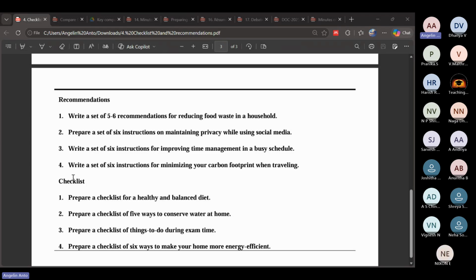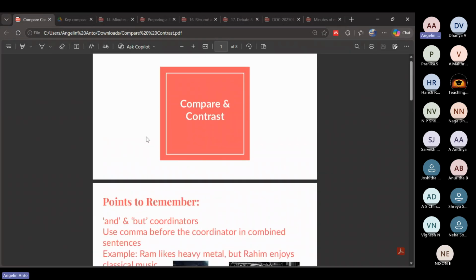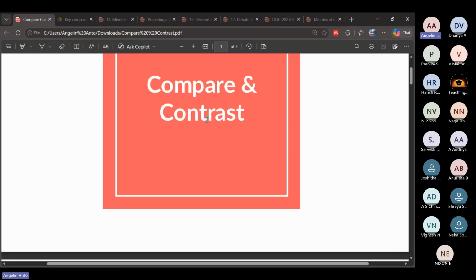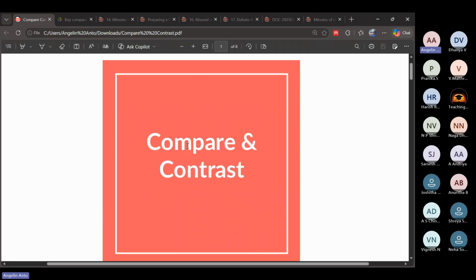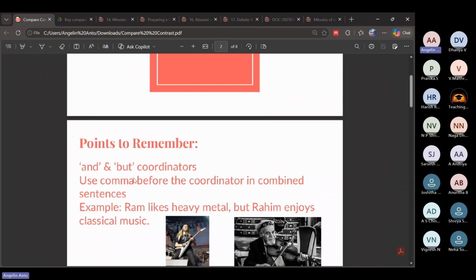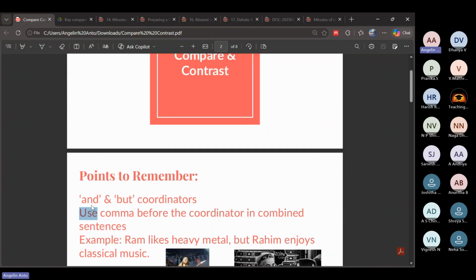So after this, we have something called comparing and contrasting. Comparing and contrasting, very simply put: with compare, you look at similarities, and with contrast, you look at differences. I know, usually when we say compare we talk about this and that, but in this context we're talking about similarities and differences. So, and are coordinators: and for comparing, but for contrasting.